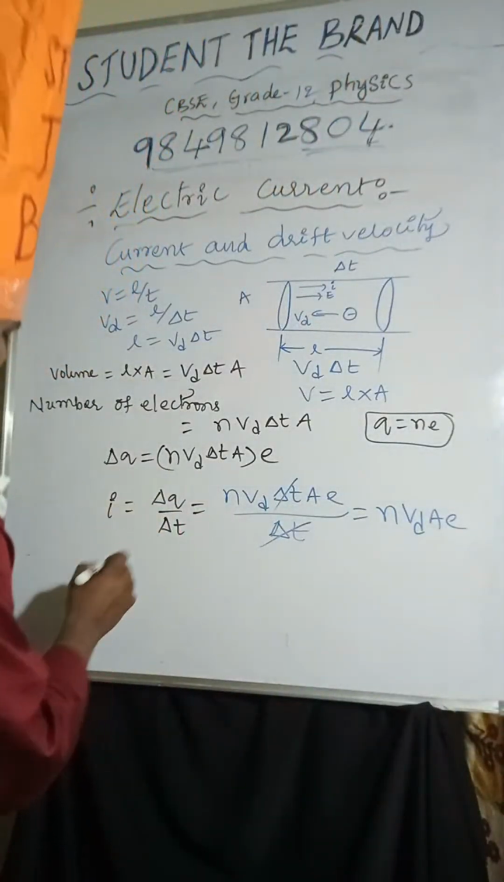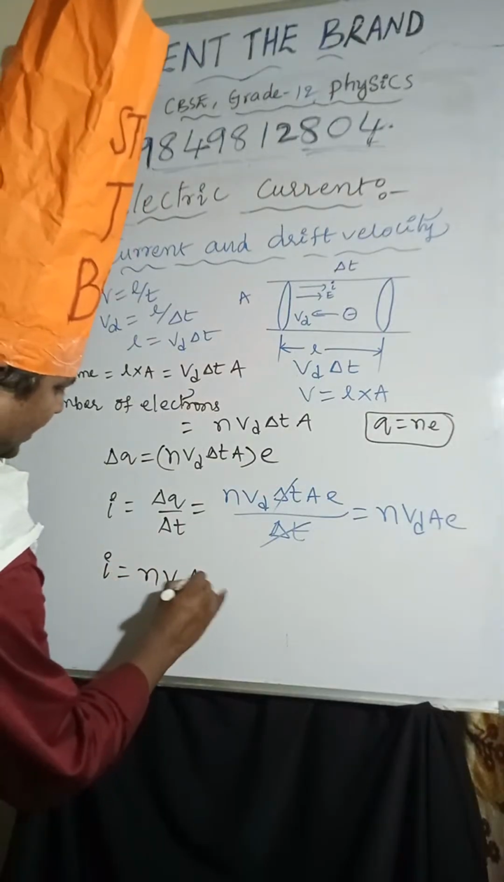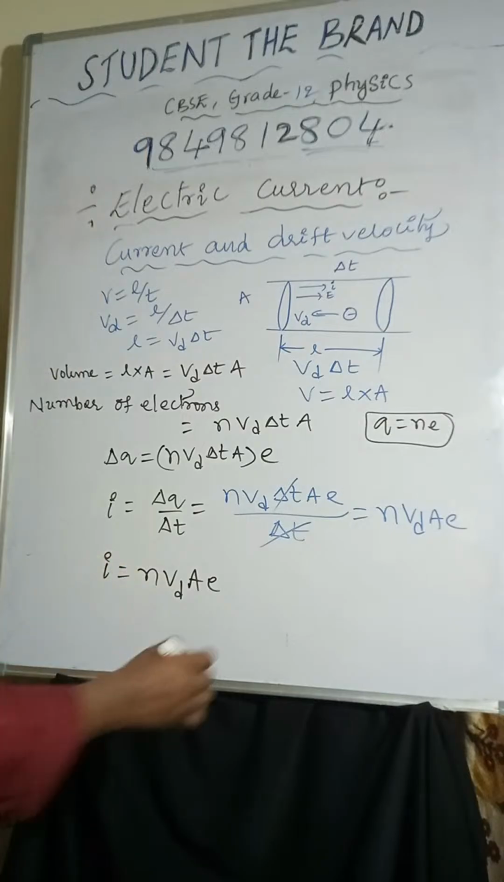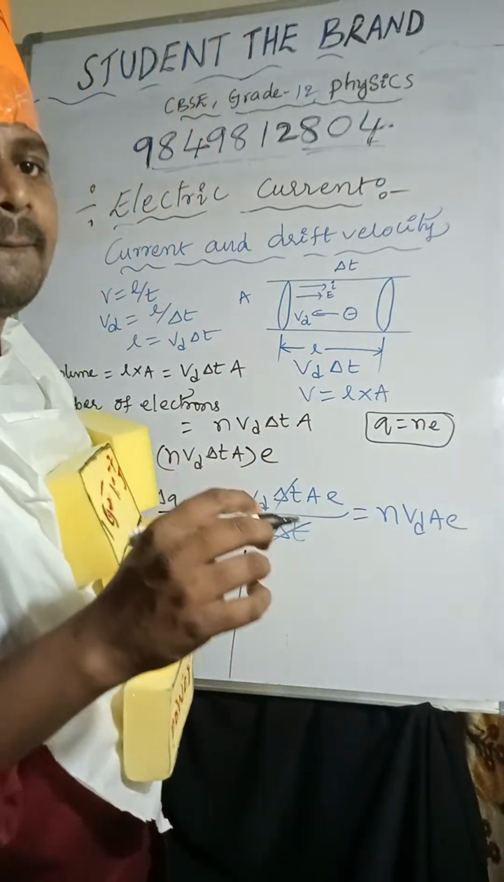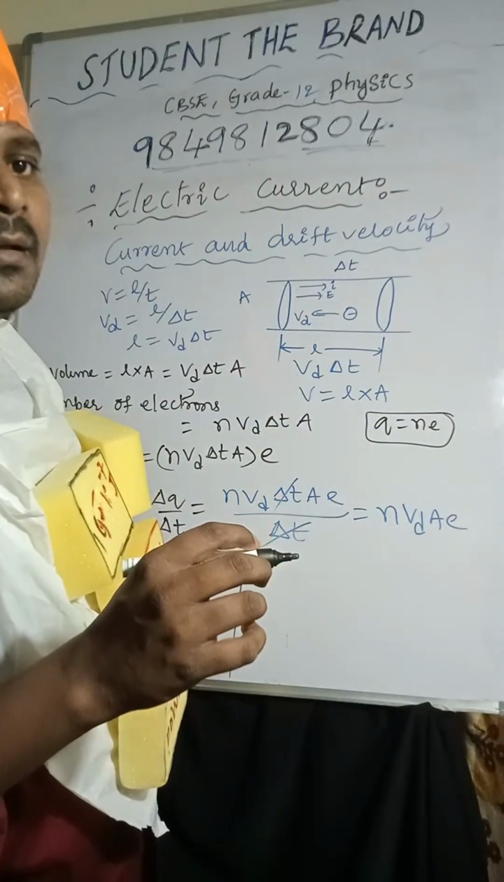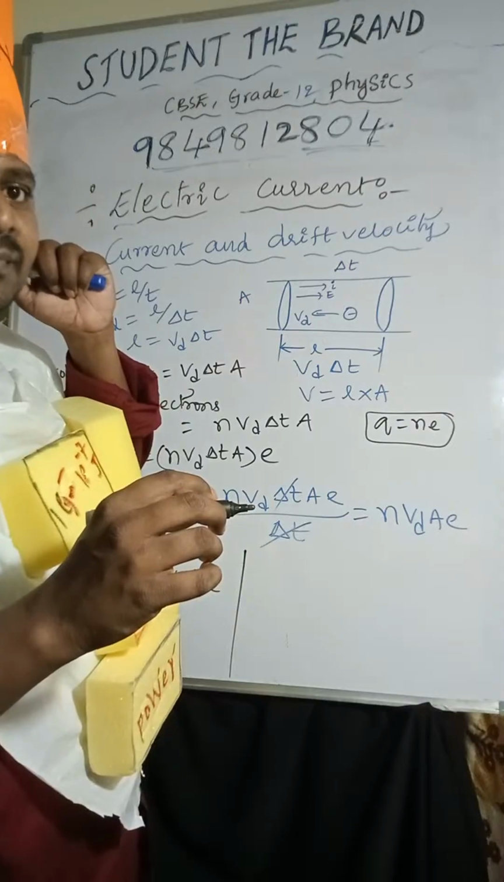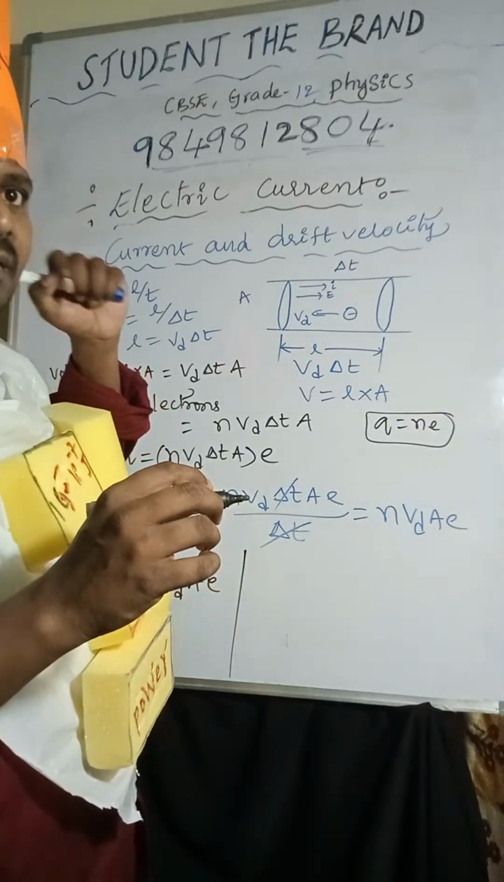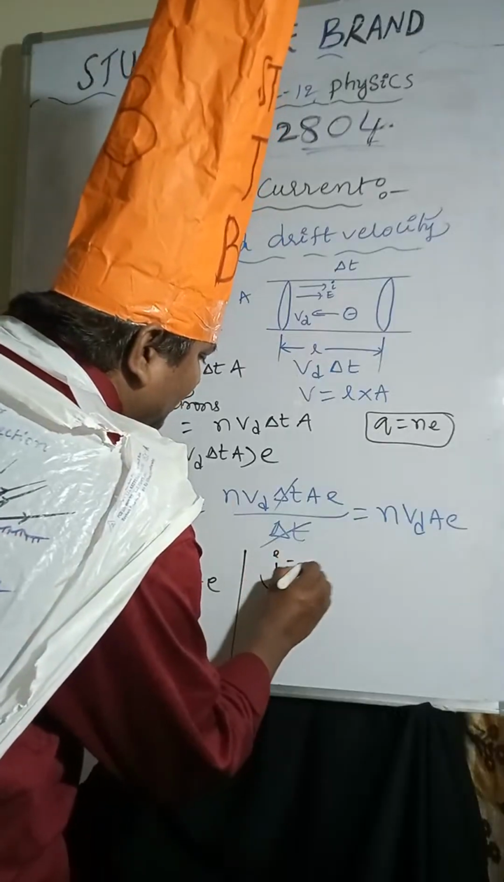I equal to N Vd A into e. Now, current density equal to... current density. Okay, current density J equal to I by A.